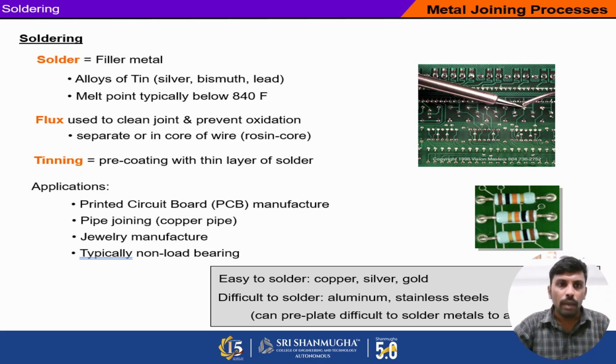Pre-coating with a thin layer of solder is called tinning. The main applications are soldering printed circuit boards in PCB manufacturing, then pipe joining of copper pipes, jewelry manufacturing, and typically non-load-bearing joints. Easy to solder metals are copper, silver, and gold. Difficult to solder metals are aluminum and stainless steels.